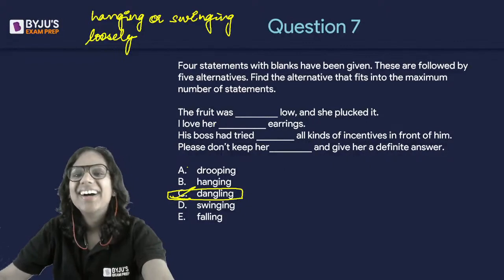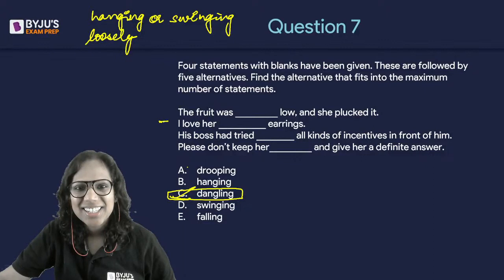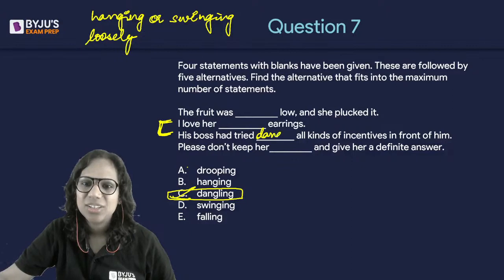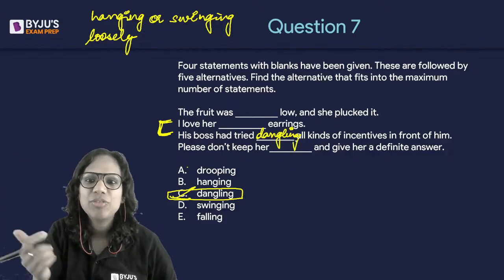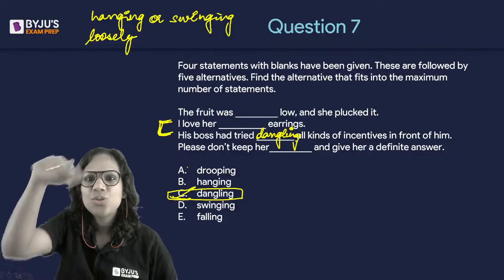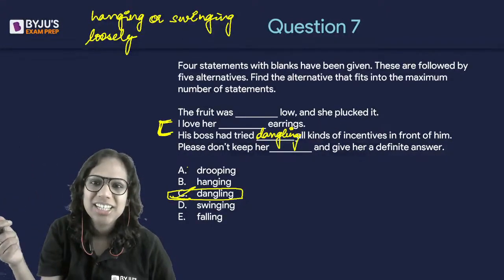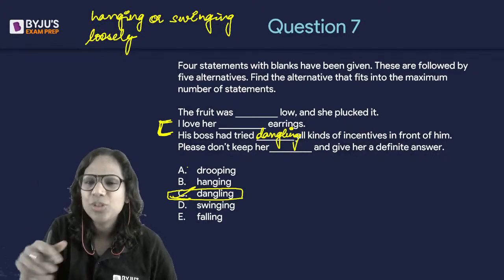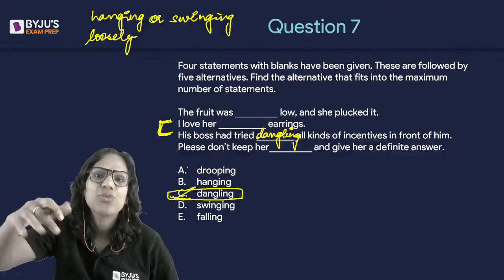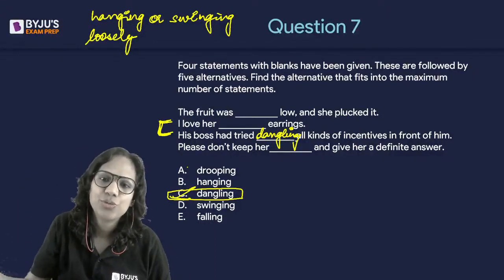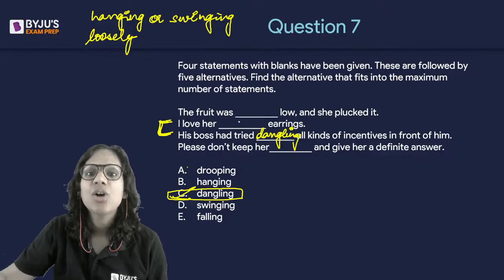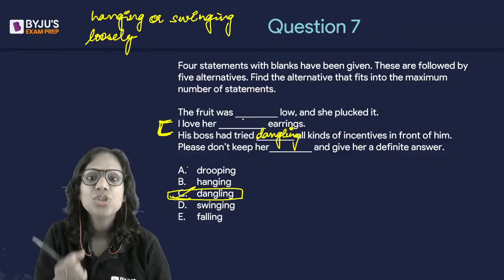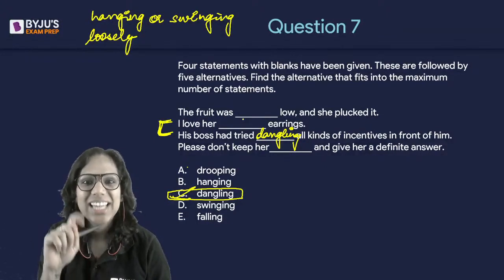I made the decision based on these two blanks. His boss had tried dangling. When we talk about incentives, when we talk about enticing someone, we say, oh, he's dangling a carrot in front of him, right? So when you show someone something in order to entice them, you dangle an incentive, a carrot as a metaphor for an incentive in front of them. That was one that made me decide this. Also, these long earrings are called danglers. So that was again something that made me decide that dangling is the best fit.